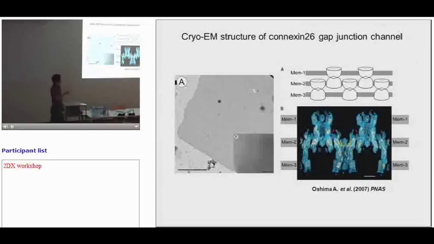The protein contacts are through their extracellular domains, forming complete gap junction channels.